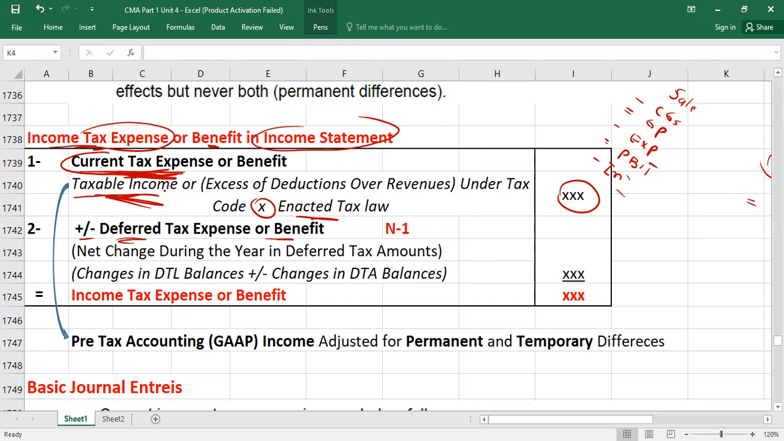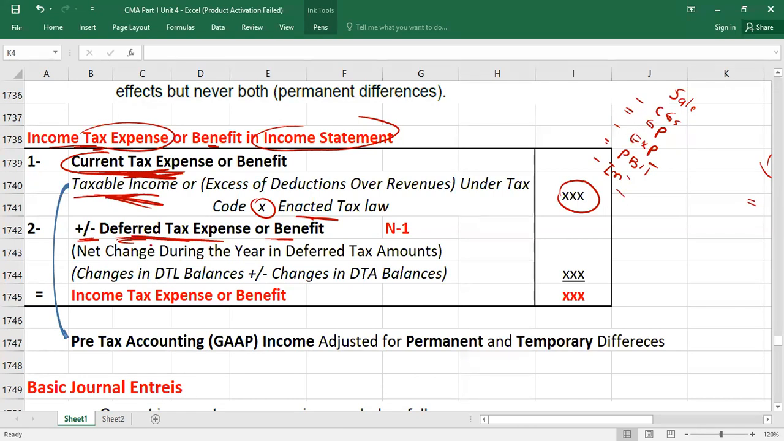Then what I told you, with the current year tax expense, what you have to do? You will add plus or minus the deferred tax expense. I'll explain the definition of deferred tax also, but I'm working with only the format. With the passage of time, I'll tell you what deferred tax is and why it is arising. So here, how will you calculate deferred tax expense?